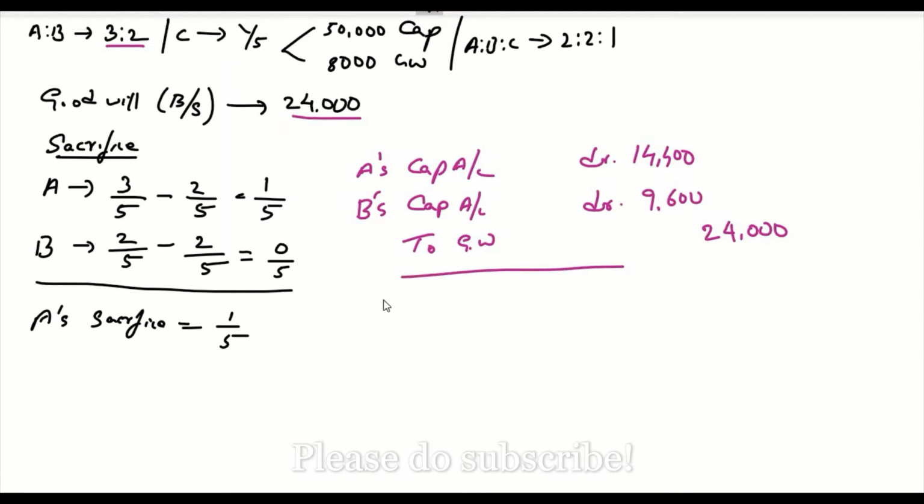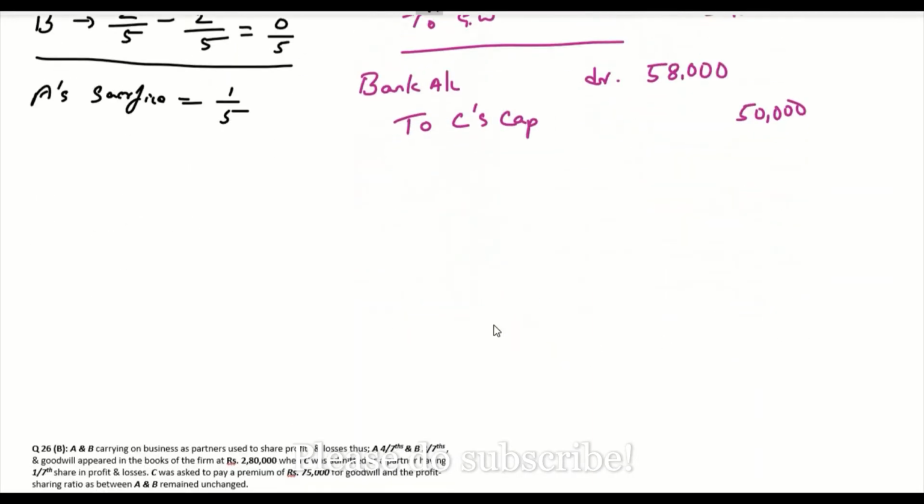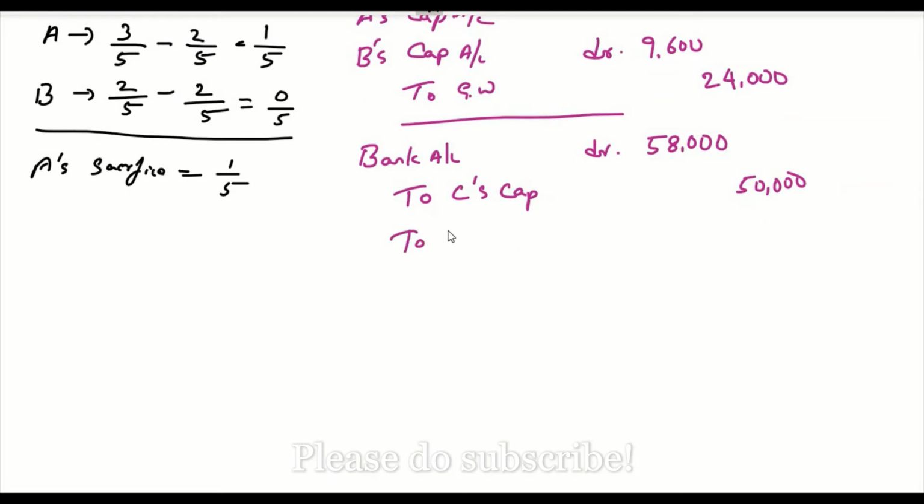Now the new partner C is bringing in capital and goodwill. For that, bank account debit, his capital is 50,000, goodwill is 8,000, so its debit is 58,000, to C's capital 50,000, then to premium on goodwill 8,000.